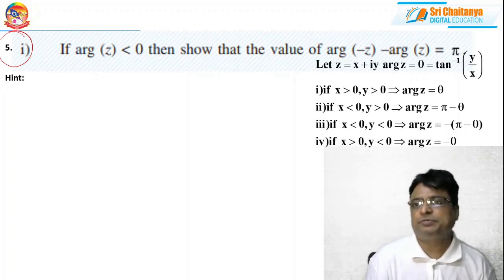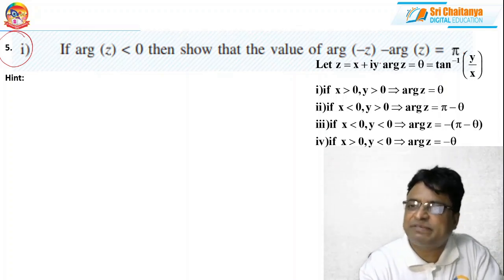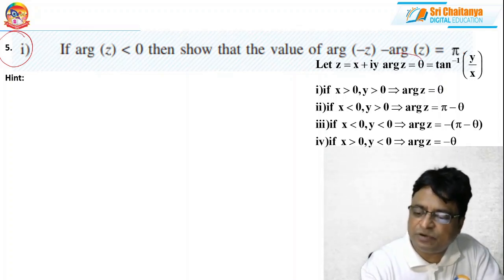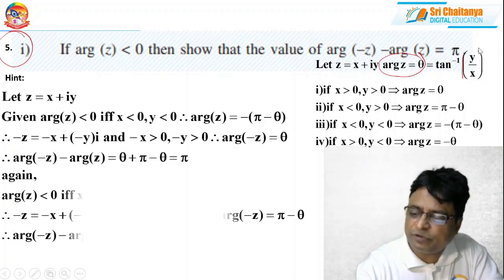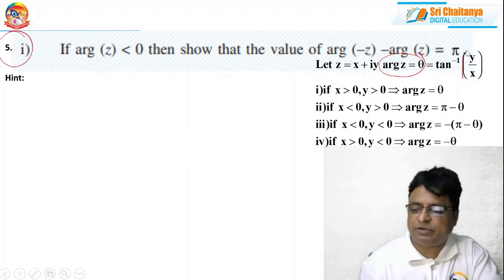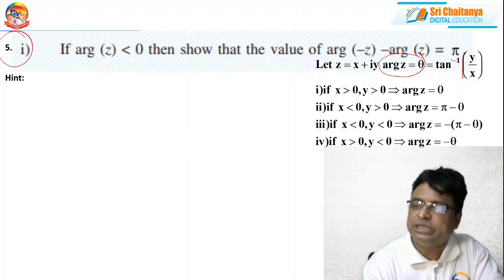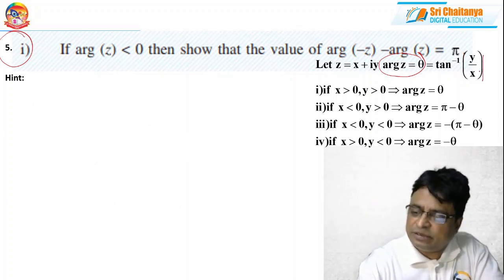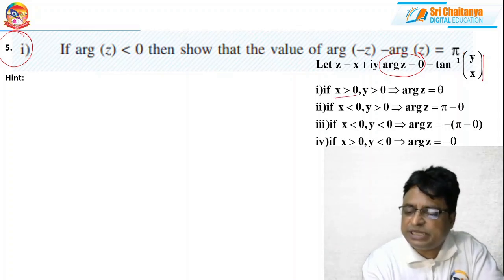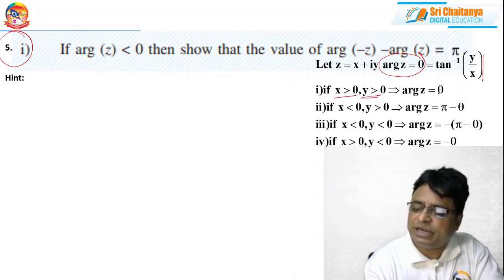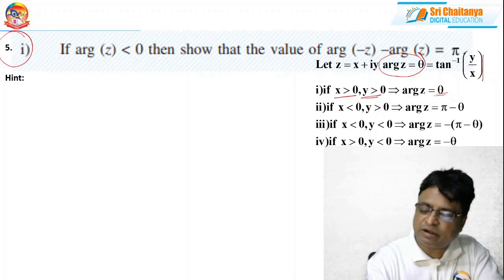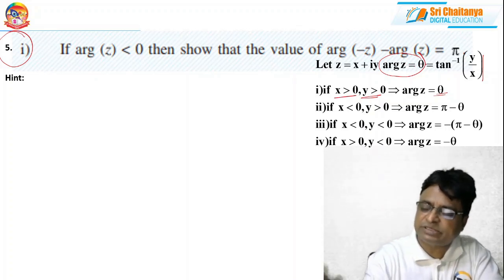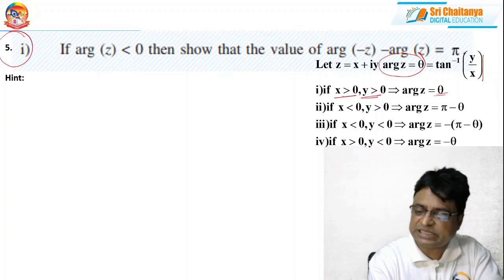First, you practice this. If z is equal to x plus iy is any complex number, and argument of z is equal to theta, theta is equal to tan inverse of mod y by x. Here I am taking mod y by x. So if x is positive and y is positive, then argument of z is equal to theta. No problem. I can consider argument of z as theta, that is tan inverse of mod y by x, if x is positive and y is positive.